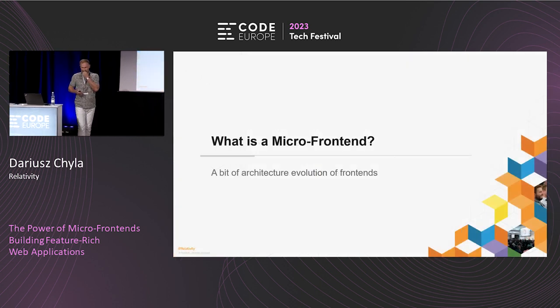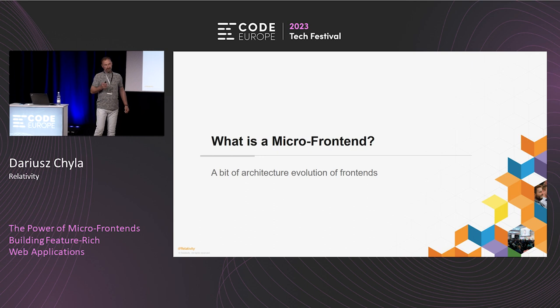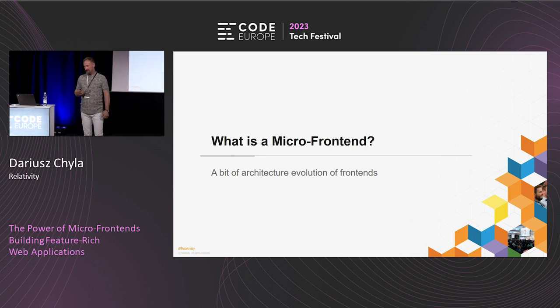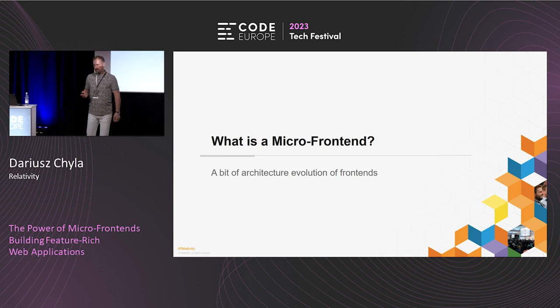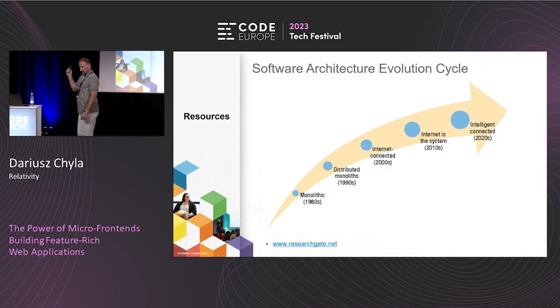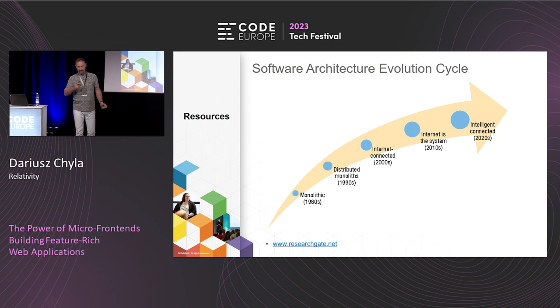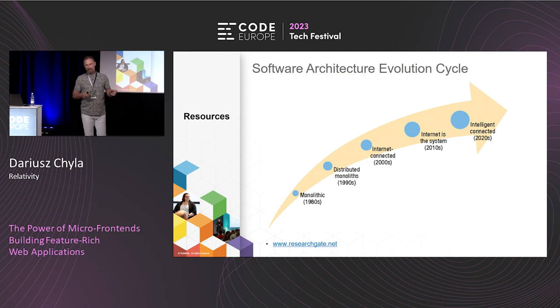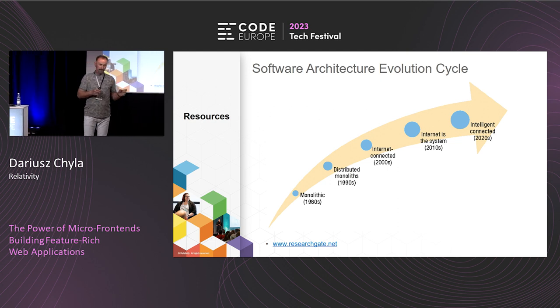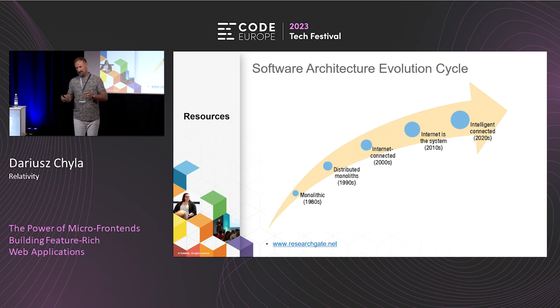So before we jump to answer the question of what micro frontends are, let's have a look at a little bit of the history of software architecture. Software architecture is the part of the software development area that is always following some optimization of money, resources, or effort to improve and implement, let's say, a better solution for the future.